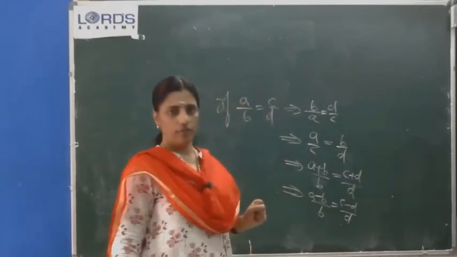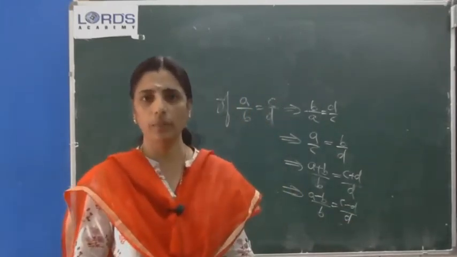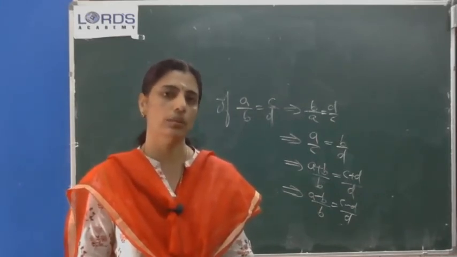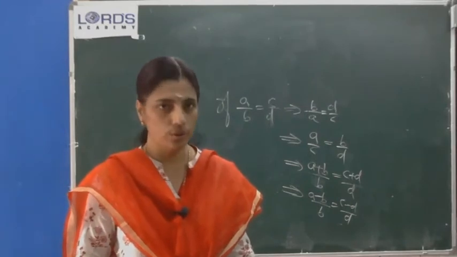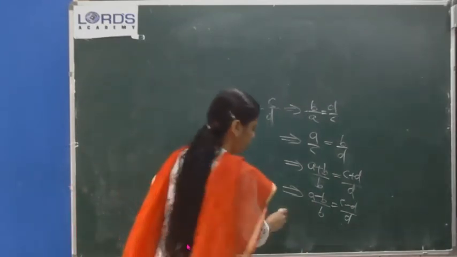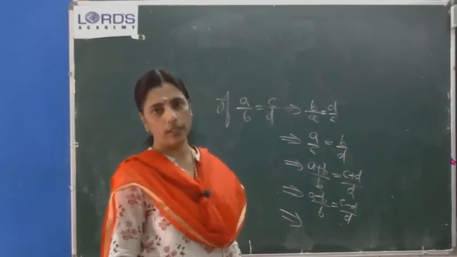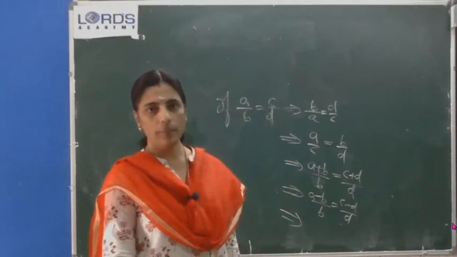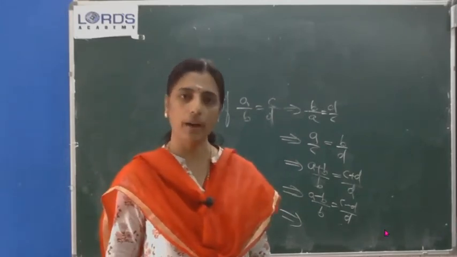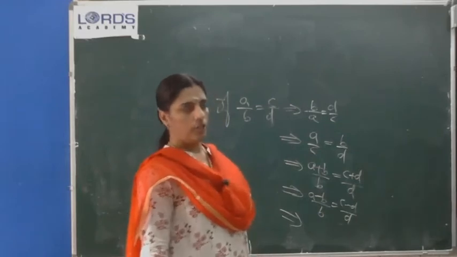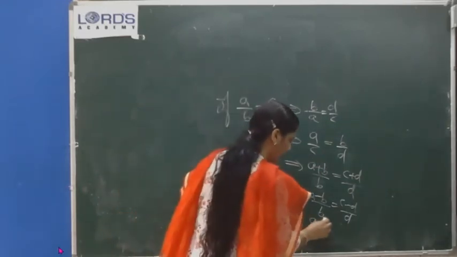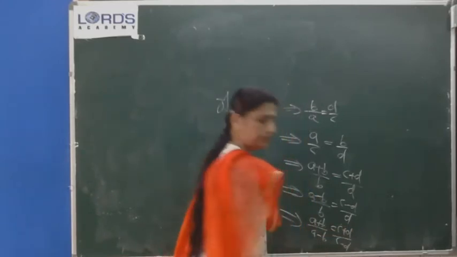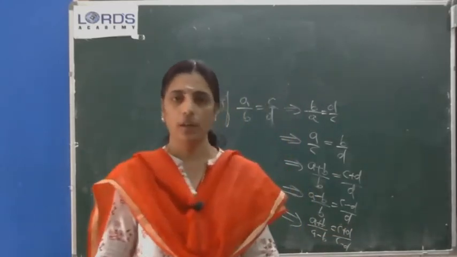We proved everything with one example, 1 by 2 equal to 4 by 8. Something like that we have taken as an example, and we proved all the properties hold good. And the last property is componendo dividendo property, combining the previous 2 properties. A plus B by A minus B equal to C plus D by C minus D. This is the property we commonly use. These are the 5 properties of proportion.